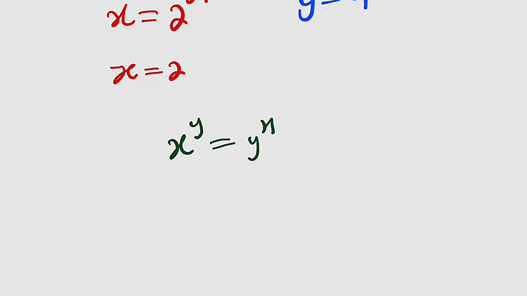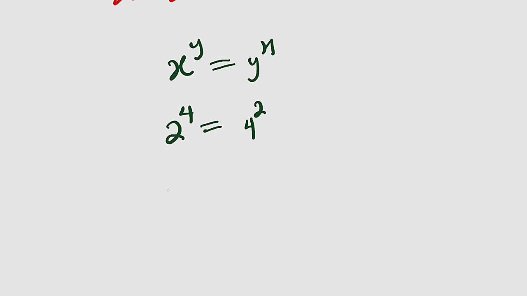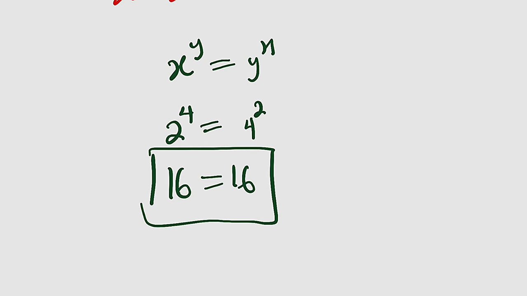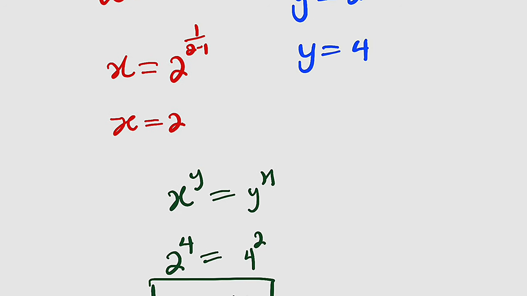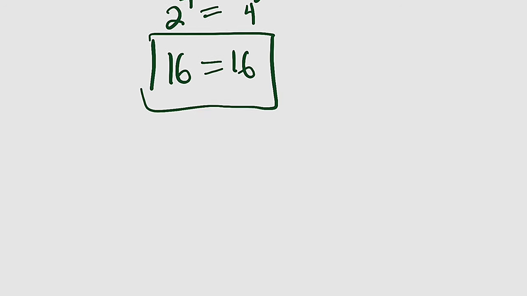So if we replace x with 2, we have 2 to the power of y, which is 4. This is equal to y, which is 4, to the power of x, which is 2. Remember, 2 to the power of 4 is 16. 4 to the power of 2 is also 16. So since the left and the right hand side are equal, it implies that x equal to 2, y equal to 4 is a valid solution. But I told you it has infinitely many solutions. You can test other solutions.